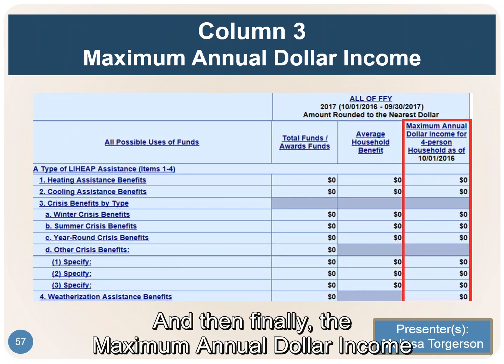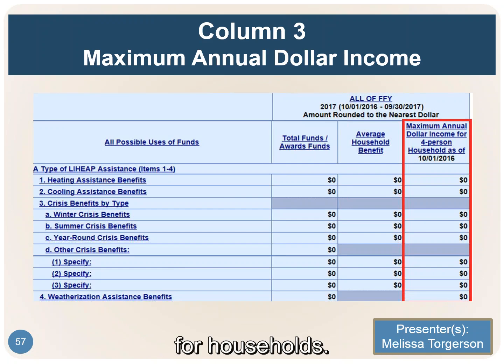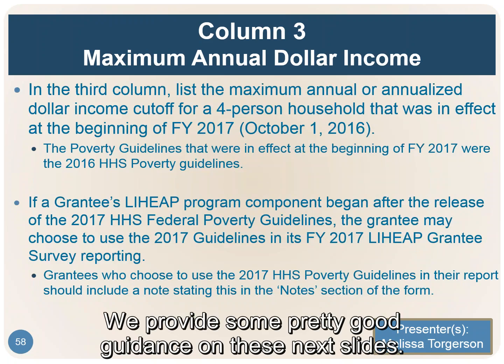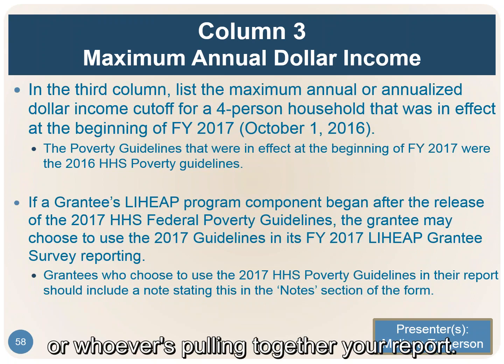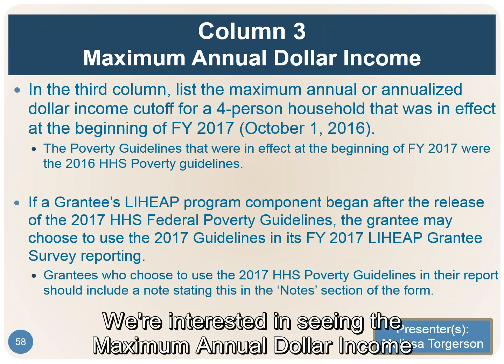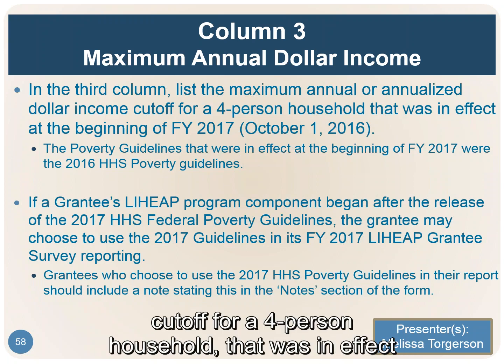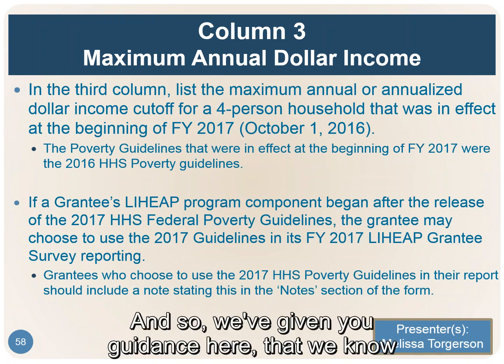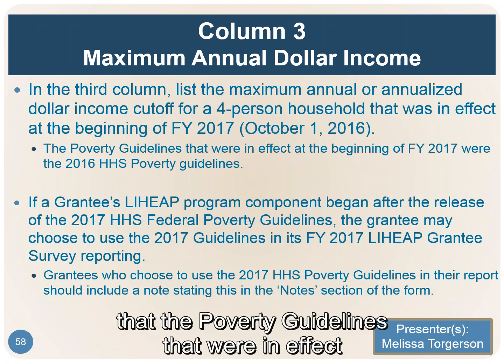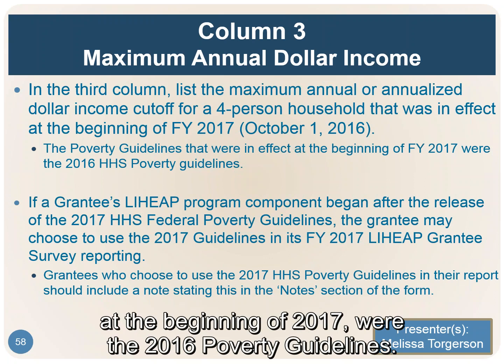And then finally, the maximum annual dollar income for households. We provide some pretty good guidance on these next slides. You'll want to highlight this for your IT person or whoever is pulling together your report. We're interested in seeing the maximum annual dollar income cutoff for a 4-person household that was in effect at the beginning of FY 2017. And so we've given you guidance here that we know that the poverty guidelines that were in effect at the beginning of 2017 were the 2016 poverty guidelines.